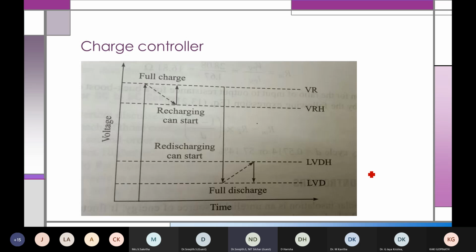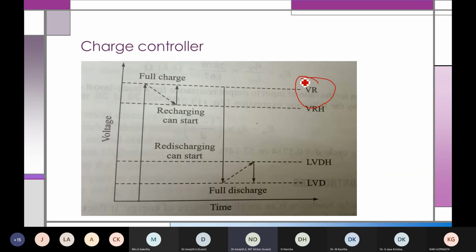So a lot of conditions are there when you go for a battery. The charge control is a device which will take care of all these functions in a battery. For example, VR is a voltage regulator. That means this is the maximum value to which the battery has to charge. So if this value is already set, until this value is reached, the charger will connect the source to the battery. When this value is reached, automatically the source will be disconnected. That means it doesn't allow the battery to charge beyond this value.